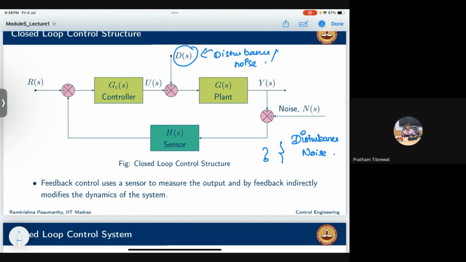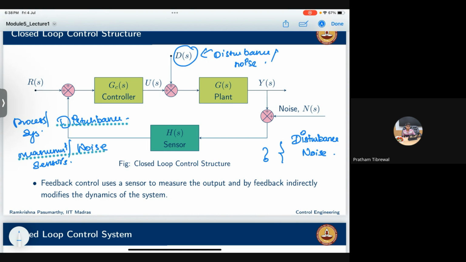Okay, I can say this as disturbance. Most probably, we will consider it in terms of the process or the system. Noise we will deal with in terms of measurement or sensors. So processing at input and measurement at output. Right, good. Now, I'm thinking of an example that can easily represent this.